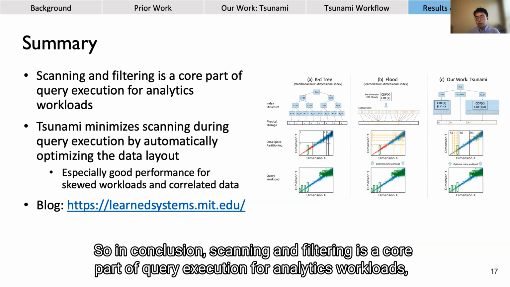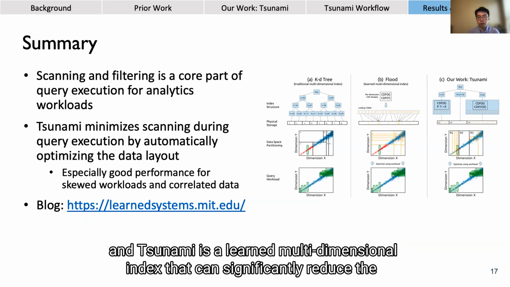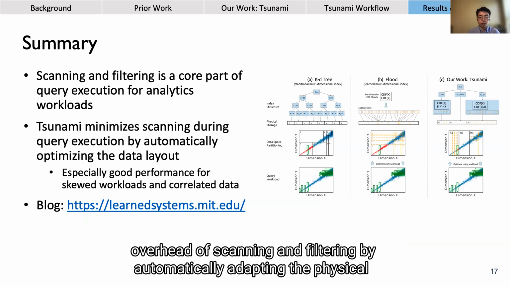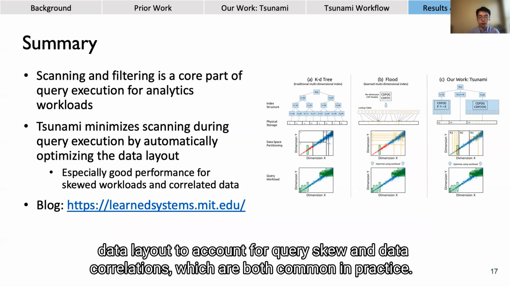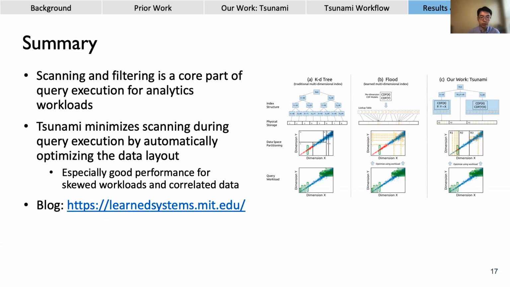So in conclusion, scanning and filtering is a core part of query execution for analytics workloads, and Tsunami is a learned multidimensional index that can significantly reduce the overhead of scanning and filtering by automatically adapting the physical data layout to account for query skew and data correlations, which are both common in practice.